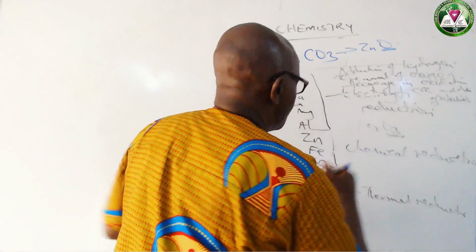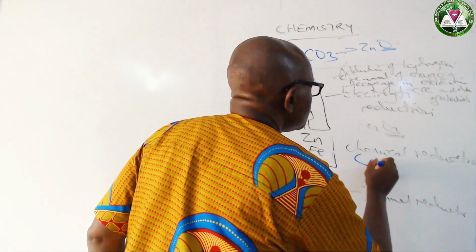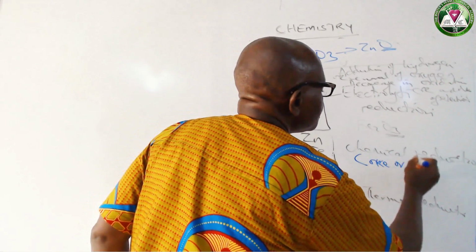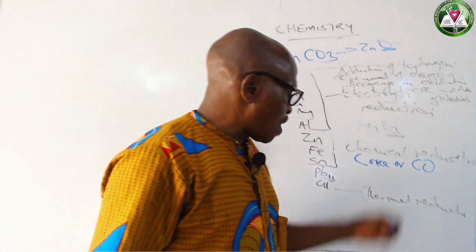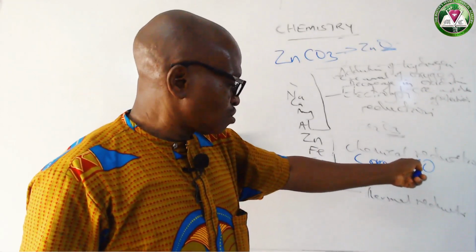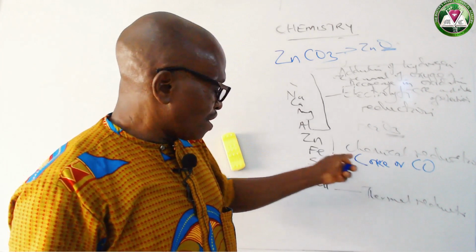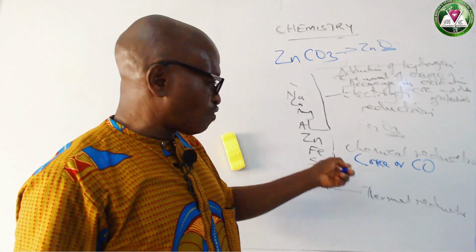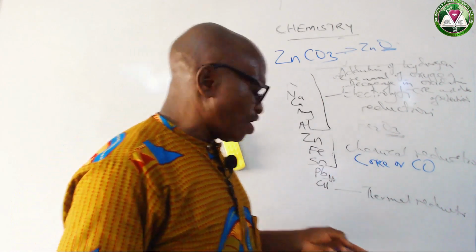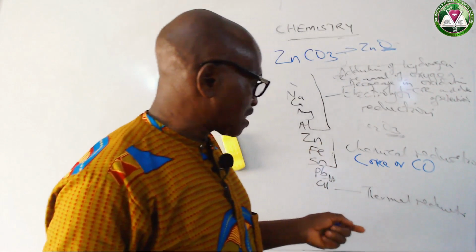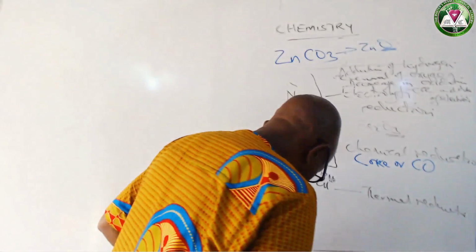This chemical reduction is usually done by coke or carbon 2 oxide. If you use carbon 2 oxide, if you remove oxygen, it will form carbon 4 oxide. If you use coke, which is carbon, it will remove oxygen from the metal, the ore, and you will now form the metal and CO2. That is the principle of extraction of metal.